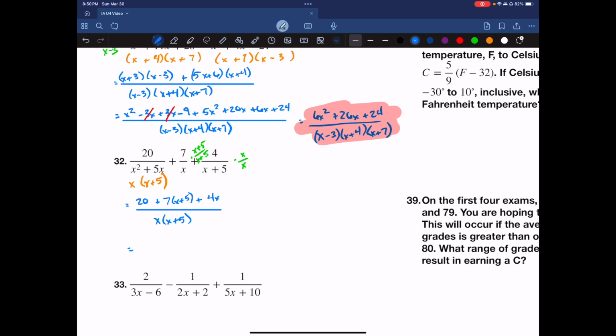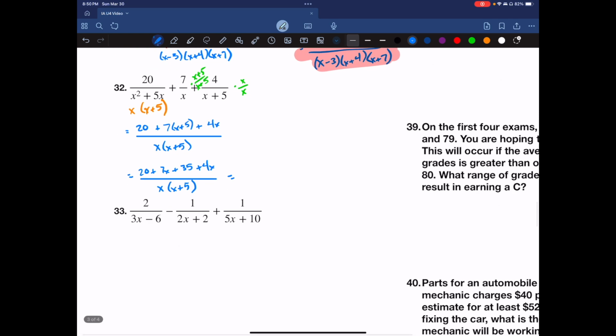Okay, let's multiply that out. That's going to be 20 plus 7x plus 35 plus 4x all over my denominator. 7x and 4x is 11x. 20 and 35 is 55. You see what I see? I can take out an 11 up top and give me an x plus 5 to show up. Think about that. So my answer is going to be 11 over x. Beautiful.